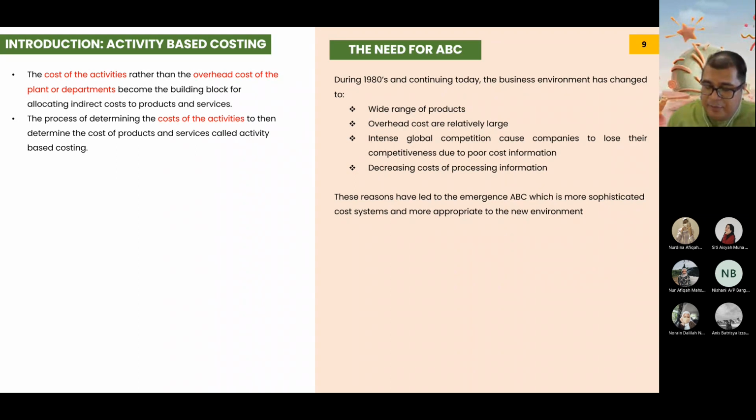Okay, like Proton Iris, maybe dia punya range cost dia banyak ni sahaja, and then they will mark up and then they will set dia punya selling price, and the selling price tu is affordable, acceptable and competitive as when we compare dengan kita punya rival ataupun kita punya peers. And this reason had led to the emergence of ABC, which is more sophisticated cost system and more appropriate to the new environment. So mostly sekarang ni company yang besar and it's a major production atau big production, they are using the ABC.